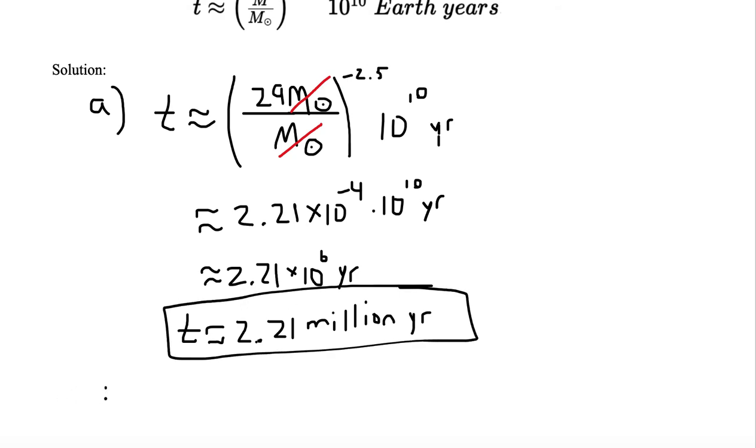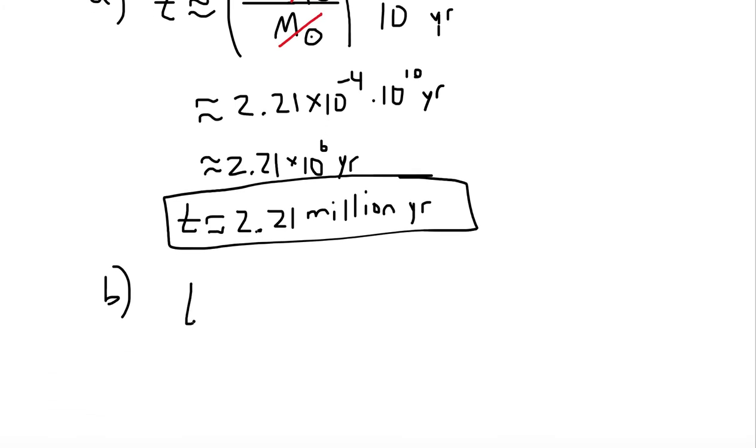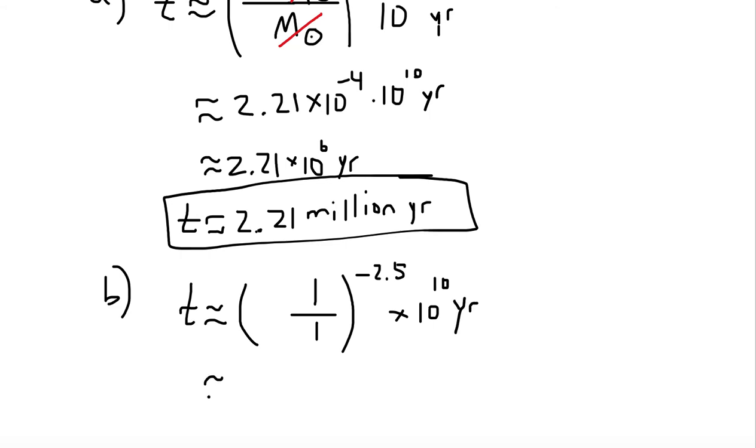Now let's take a look at the Sun. Same equation. T is approximately equal to, and we substitute in for mass, which is 1. We already know that solar mass is going to eliminate with solar mass, so I'm not going to put the units in, to the minus 2.5 power, and multiply it by 10 to the 10th, and our units are going to be Earth years. So 1 divided by 1 is 1. 1 to the minus 2.5 power is just 1. And we have now 1 times 10 to the 10th as our answer. And our units are Earth years.